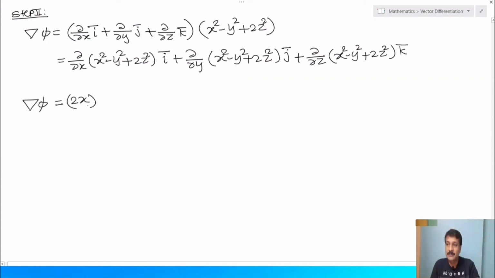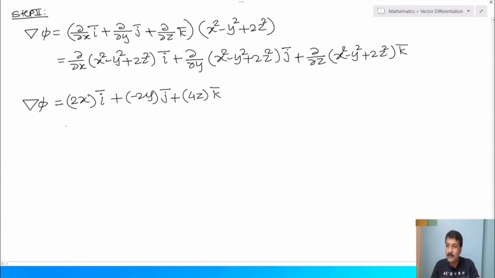derivative with respect to x, with y and z constant, because it is a partial derivative. So 2x i plus ∂/∂y means partial derivative of this with respect to y. So we get here minus 2y j plus ∂/∂z, partial derivative of this with respect to z, here x and y constant. So that is equal to 4z k bar.